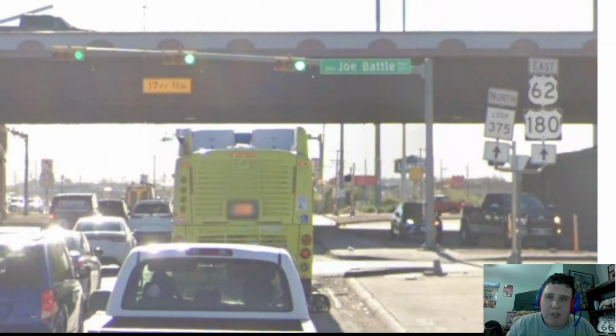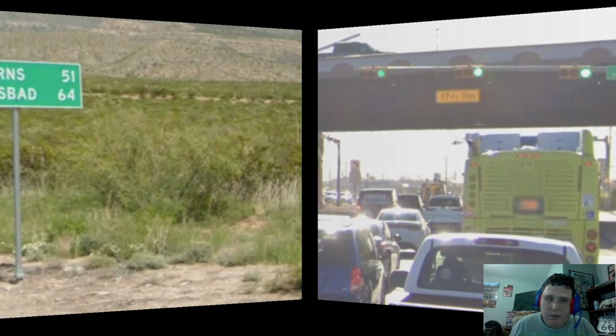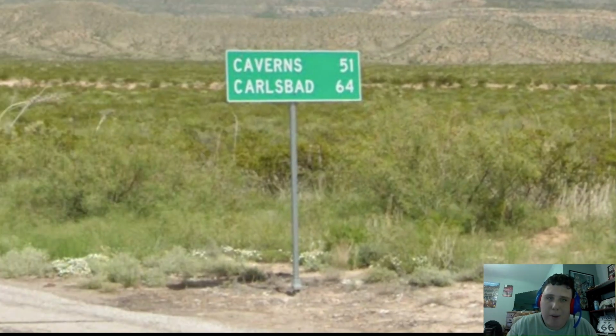Here we are meeting US 180, and 180 is actually going to be joining with us for the rest of the distance as we are in far western Texas. And after we leave the El Paso area, we get our first mileage sign, and Carlsbad is actually in New Mexico, which is 64 miles away from here.